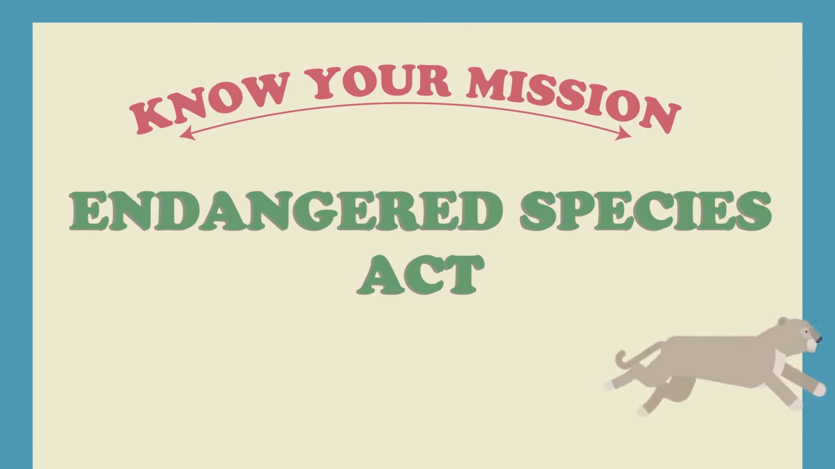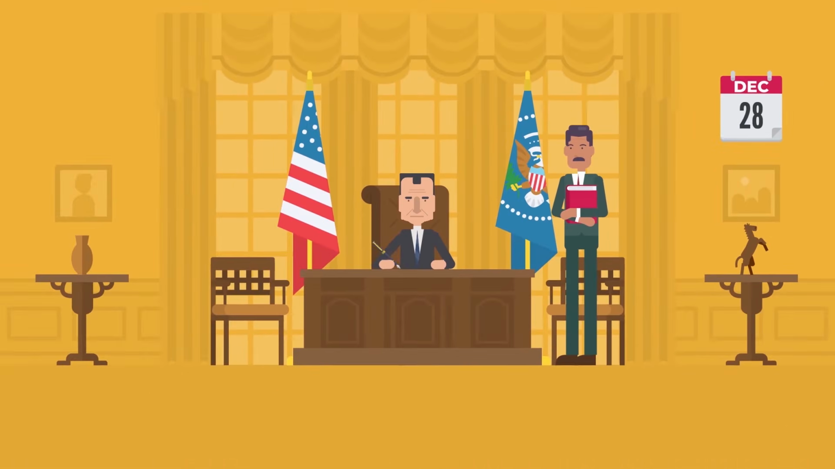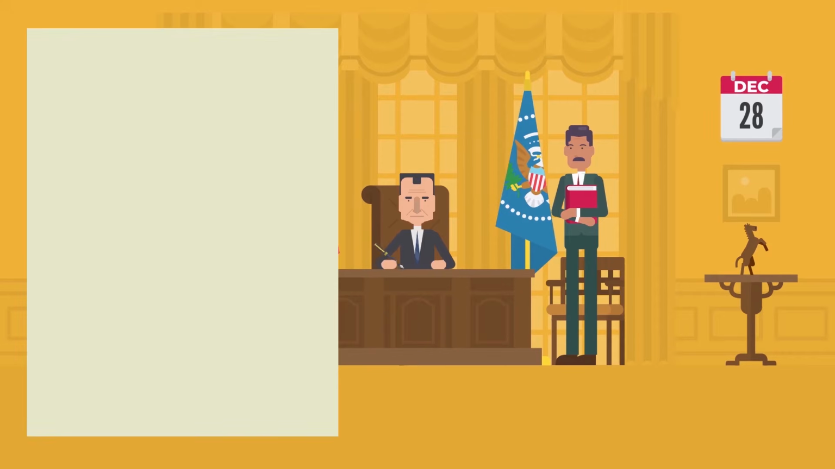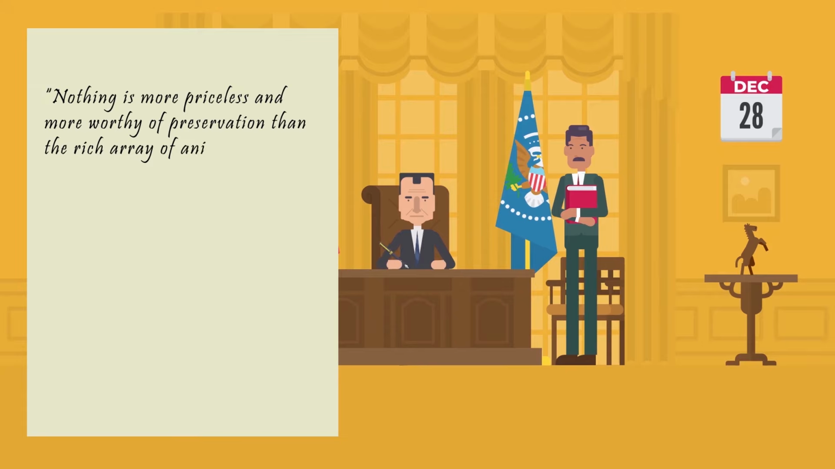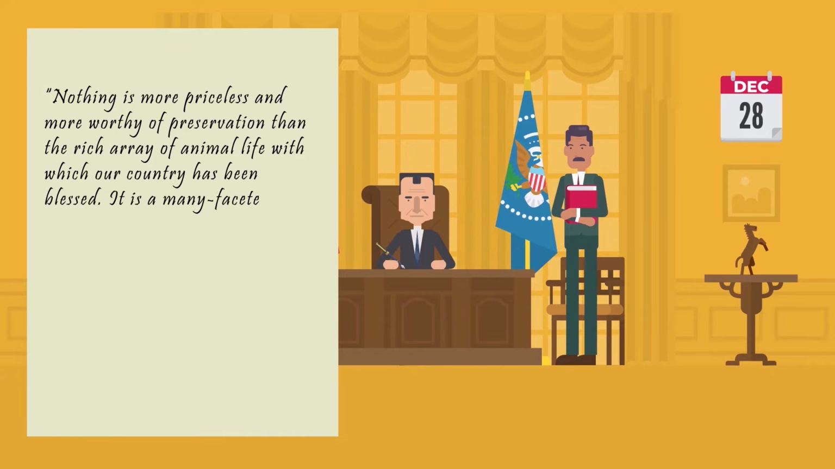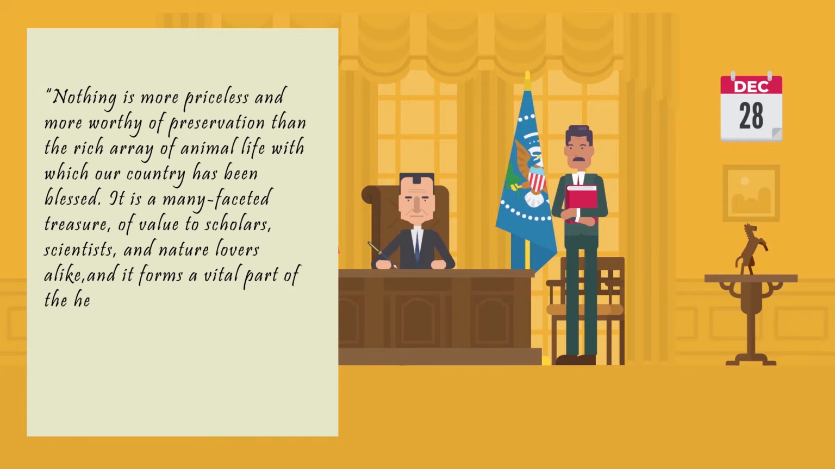On December 28, 1973, President Nixon signed the Endangered Species Act into law. In his signing statement, President Nixon wrote, "Nothing is more priceless and more worthy of preservation than the rich array of animal life with which our country has been blessed. It is a many-faceted treasure, of value to scholars, scientists, and nature lovers alike, and it forms a vital part of the heritage we all share as Americans."